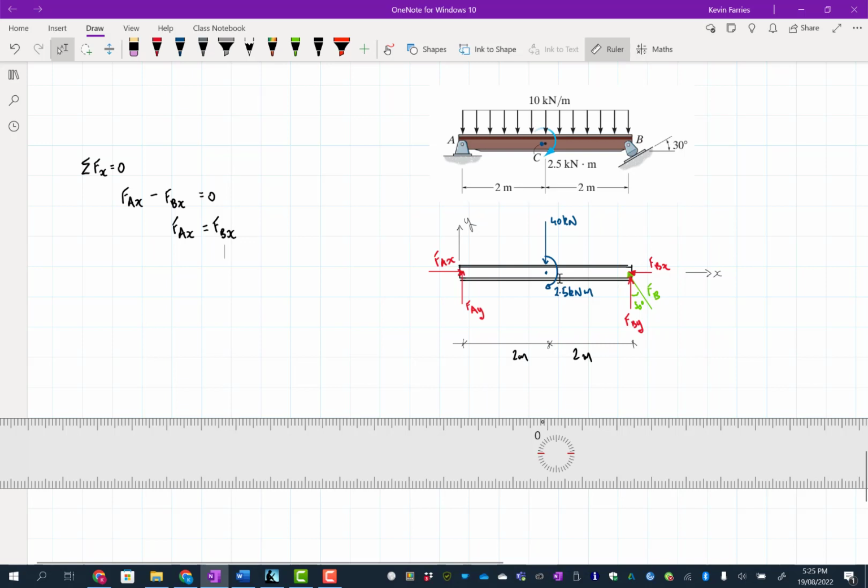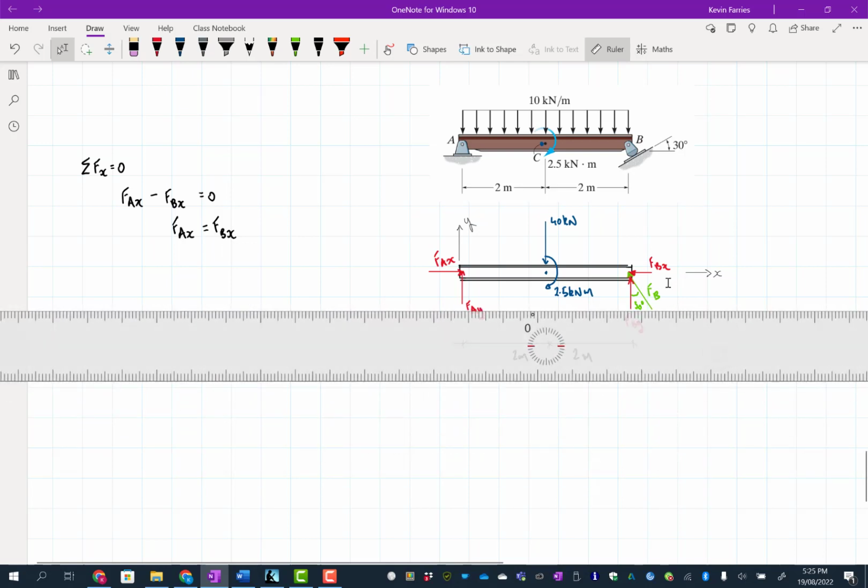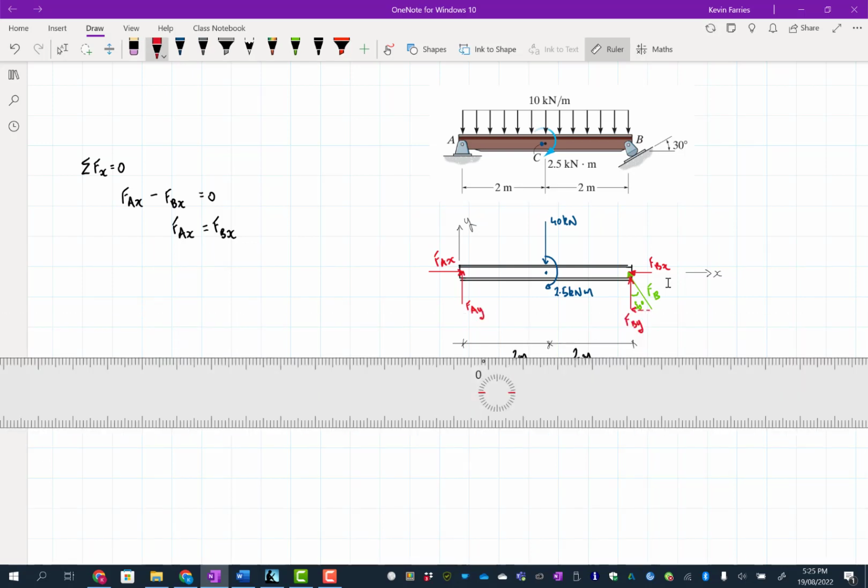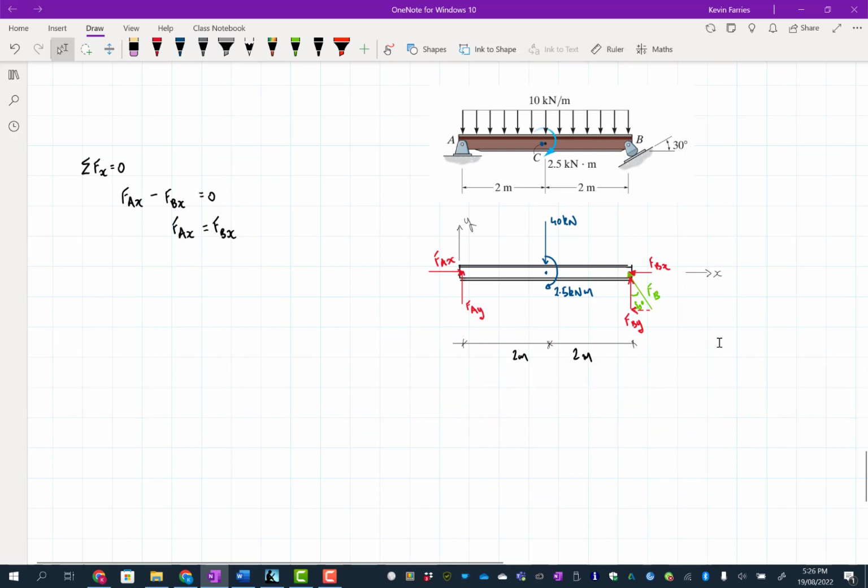We don't know what any of these are at the moment, but I have a sticky feeling it'll come out in the wash. We're probably going to be able to find out Fay and Fby. Those are going to add up to this, and then we're going to use all the moments. We'll be able to figure out one of those, substitute it back in, and then we get Fby. Then we should be able to use the angle, and we could put a wee dotted line for Fbx down here just to show it. So we're going to have Fby, therefore, since that's 30 degrees, we can use tan to figure out what Fbx is. So just thinking a bit ahead about how we can probably do this.